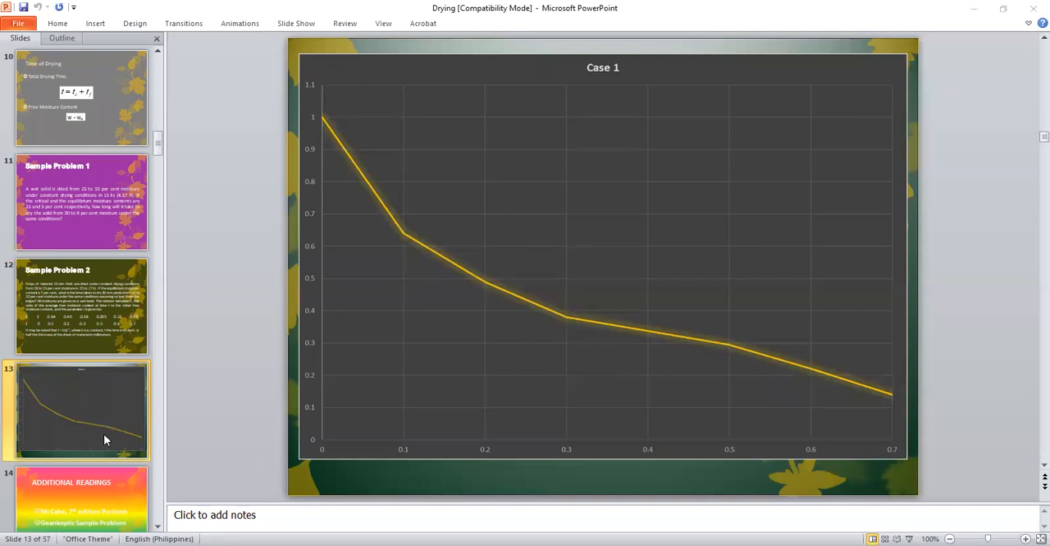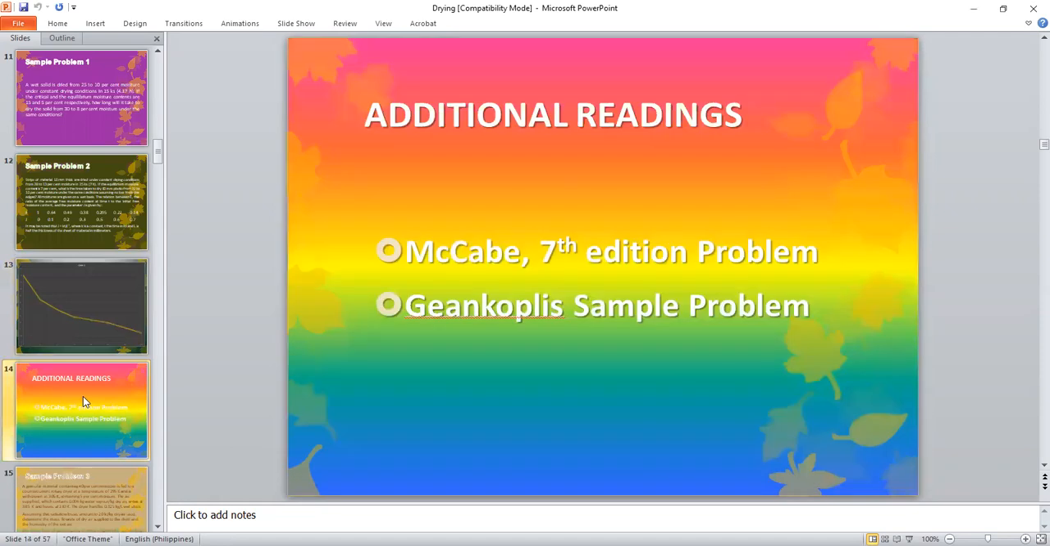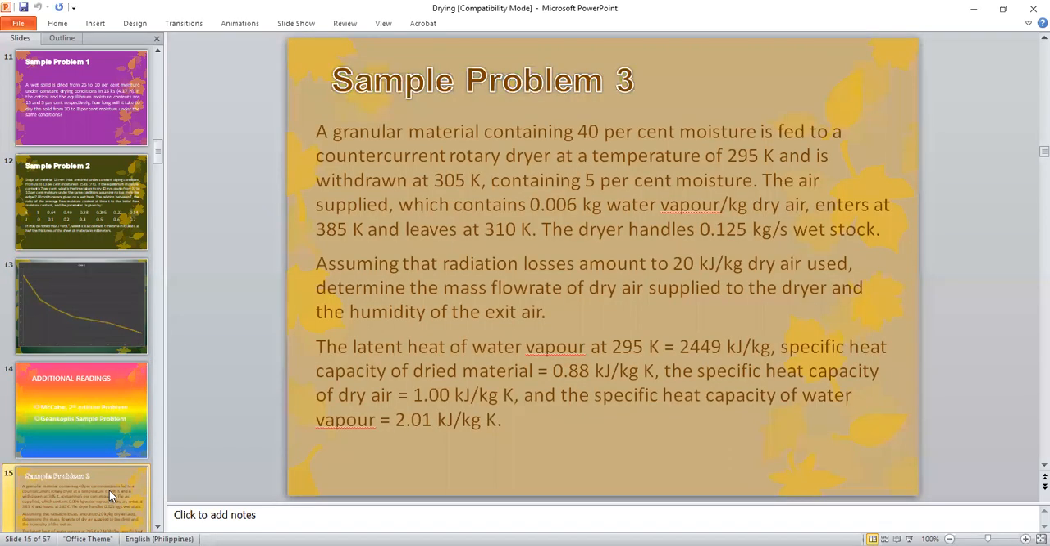Okay, so that's it in terms of the application of the set formula, the first, I think, 3 formulas that were shown to you. Now, in this next slide, I've placed here that you have additional readings in McCabe and Coulson and Richardson on drying. So please read the sample problems in these 2 books as well on drying. So mostly, class, the problems that you see there are material balance, application only of material balance. Okay, we go to this particular 3rd sample problem. Are you there?